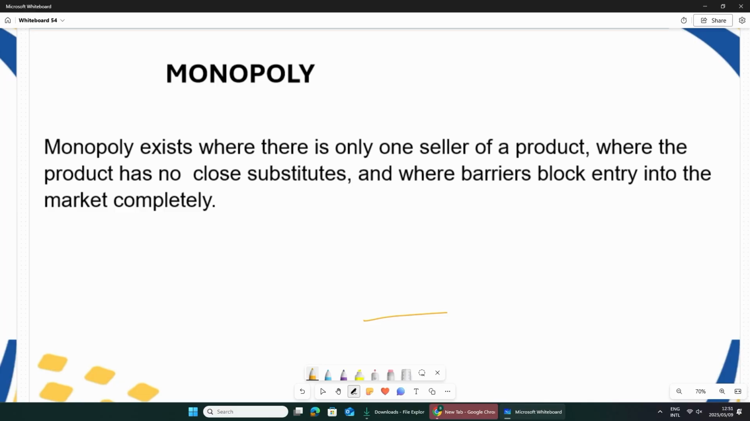describe the term monopoly. Monopoly is a market structure that exists when there is a single seller of a product. Mono means one. So when we say monopoly, this is a market structure that is made up of a single seller. There is only one seller that dominates the whole industry, that is selling a product that has got no close substitutes and where barriers block entry into the market completely. So there is only one seller in this market structure.